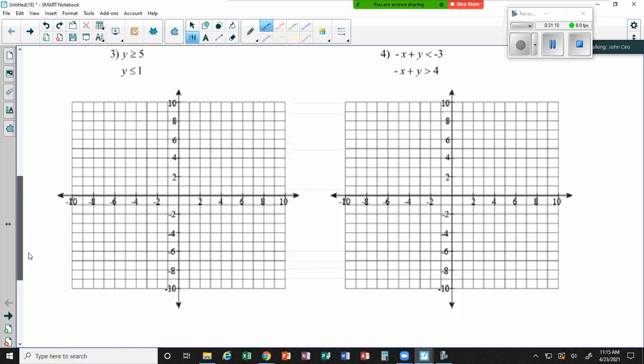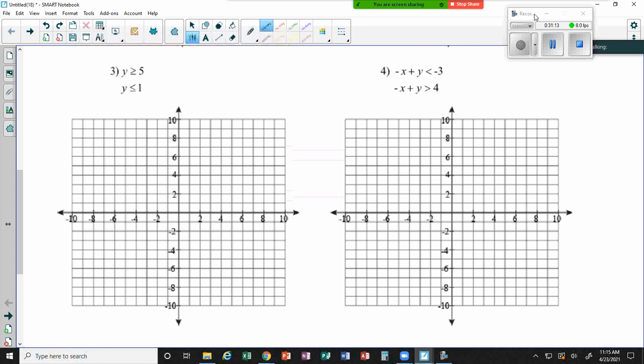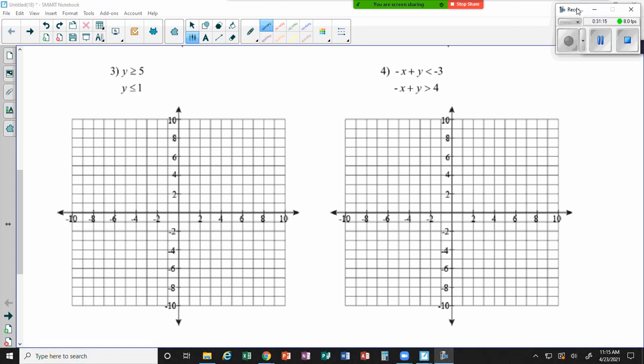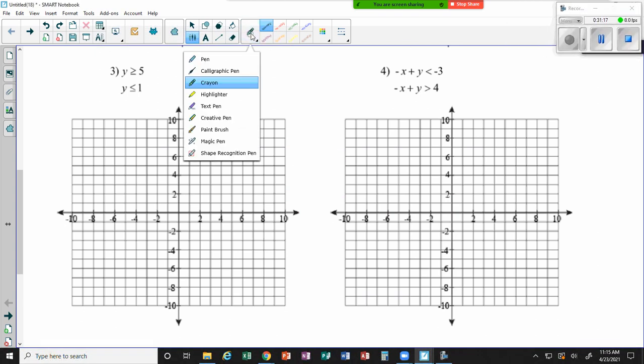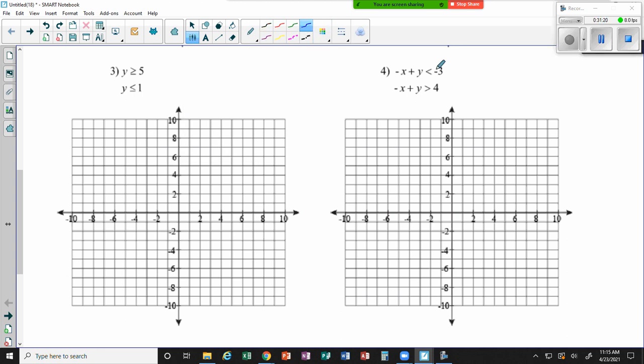Alright, let's try number 4 right now. So what's the first thing we have to do in both of these? You have to solve for y. So for this first one here, I have negative x plus y is less than negative 3. To solve for y, I have to get rid of the x term, so I have to add x. Y, positive y, which is just y, is less than x minus 3.